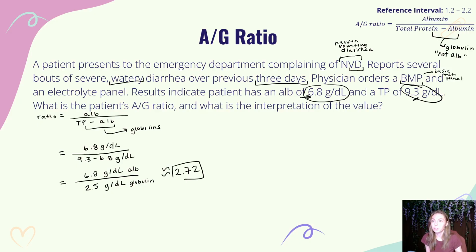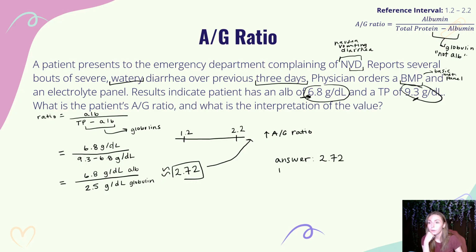Now, our reference interval is 1.2 to 2.2. 2.72 is way over there, which means that this is an elevated AG ratio. So, our answer is 2.72, and our interpretation is elevated AG ratio.